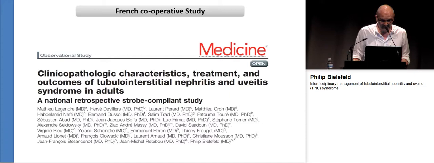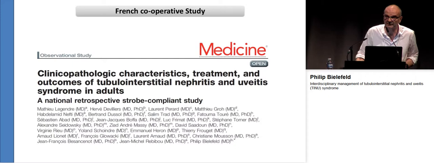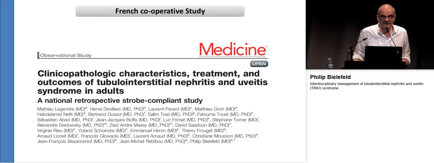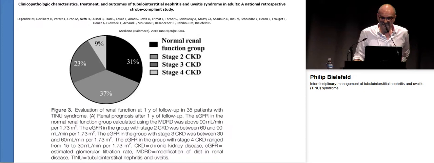We performed a French study, a retrospective study, with the help of the French Society of Nephrology and the French Society of Internal Medicine, with the internal medicine club and eye inflammation, which is called CMIO. We could have the collaboration of 19 hospitals in France and gather the cases of 46 patients. In our study, the renal prognosis was much better because only 32% of the patients were chronic kidney disease stage 3 or 4 at one year. We could evaluate 35 patients.